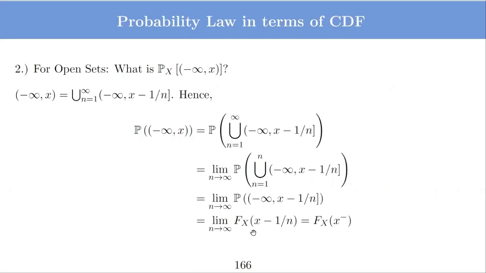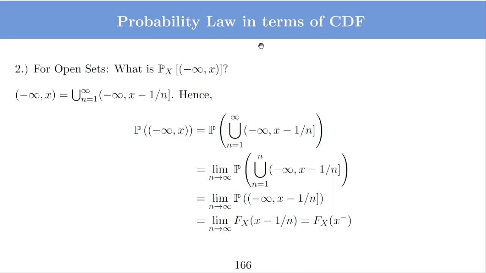What about open sets? What about the probability law on this set, which is open at X? What we know is that if this was closed, then this would be equal to the CDF at X. But now it is open at X. It means I want to know the probability law on this, which is equal to the probability of all omega which map to this. But we are not including X, right? So if any omega is mapping to the value X, don't include that omega. Include the rest of the omegas which map to a number less than X.